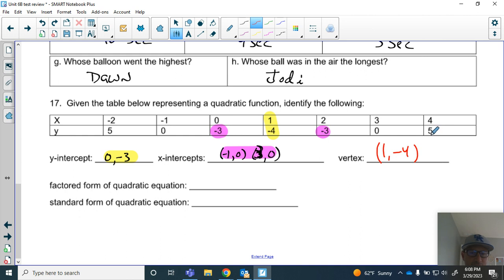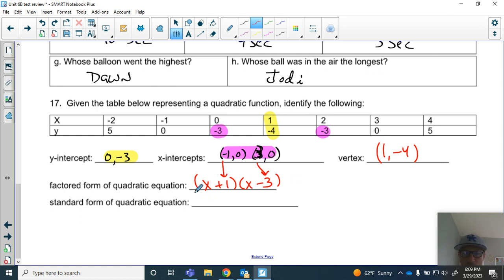All right. Factored form of the quadratic equation. We didn't go over this too much, but all right. So the factored form of the quadratic equation is going to be the opposite of your x-intercepts. So it's going to be x plus 1, the opposite of this, and x minus 3. I took the opposite of this, and I took the opposite of this.